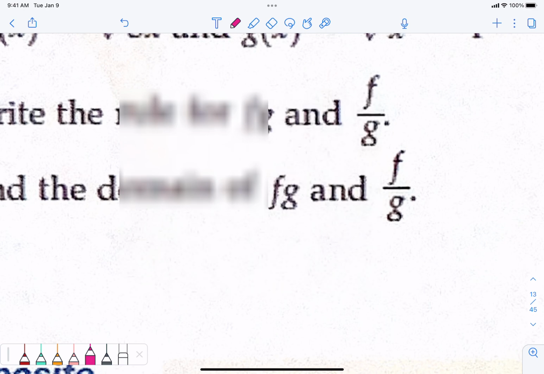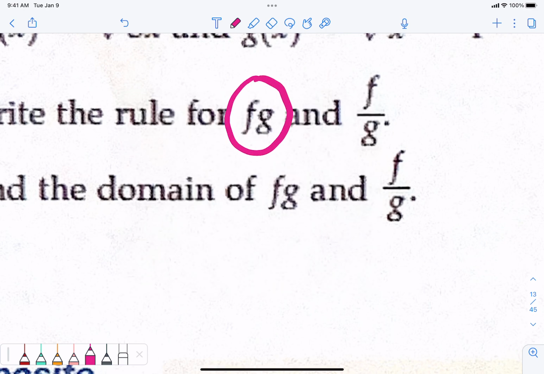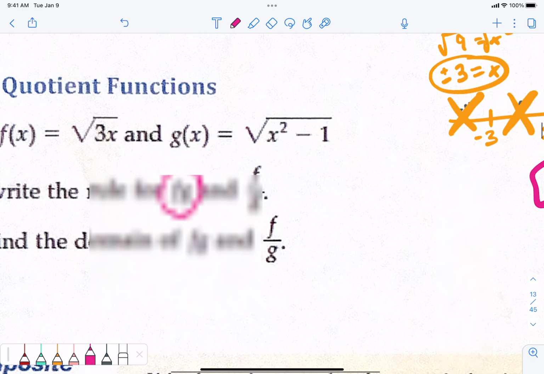Write the rule for, what does this mean? Right here. F G. That means multiply, F times G, okay? In a little bit, we'll get to this one. This does not mean multiply. F circle G does not mean multiply. That's F composed of G. F G, right next to each other, means multiply. All right, so here we go.